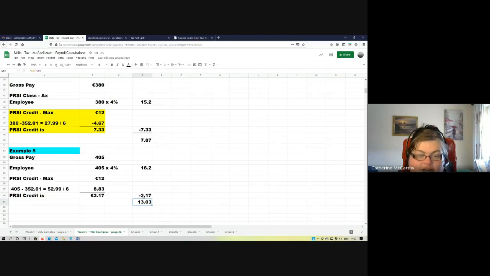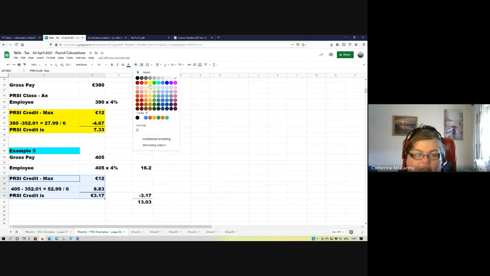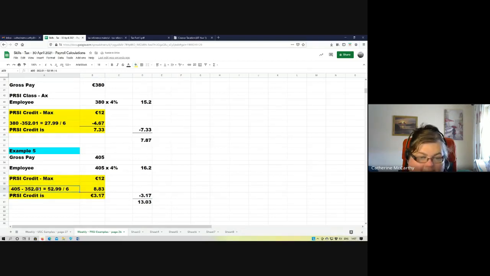Okay, so your PRSI credit, you look and see the max is €12, then you take the earnings that the person has, less 352.01. In this case, that gives us 52.99, divided by 6, gives us 8.83. Take the 8.83 off the €12, that gives us 3.17, and then 3.17 off 16.20 brings the PRSI down to €13.03.